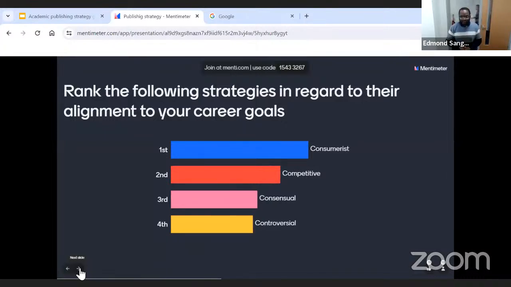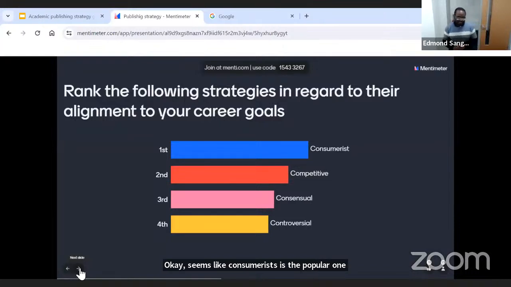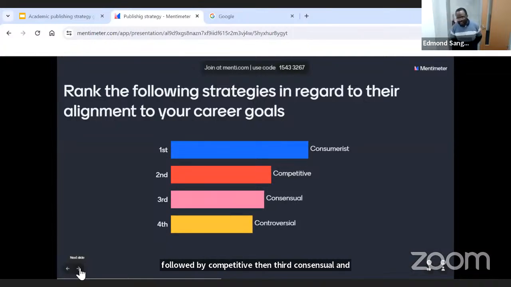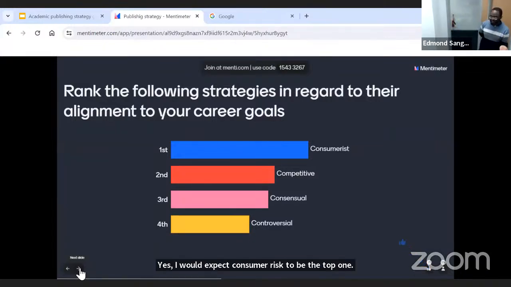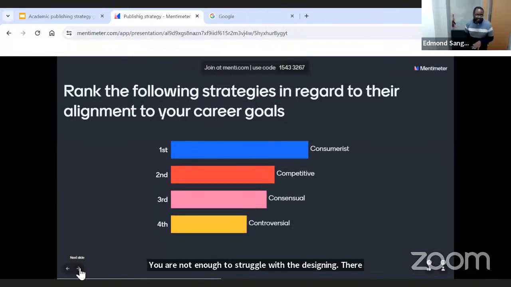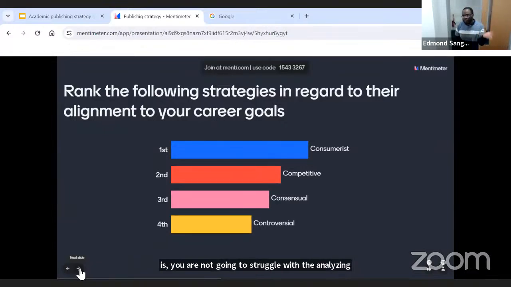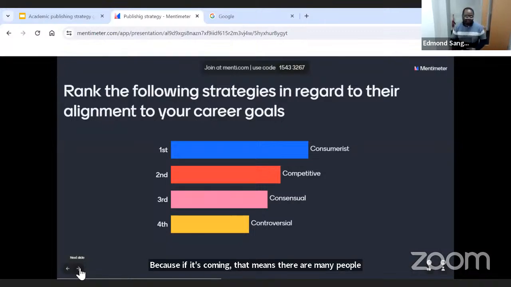Okay, it seems like consumerist is the popular one, followed by competitive, then third, consensual, and fourth, controversial. Yes, I would expect consumerist to be the top one because it is a quicker turnaround, right? You don't have to struggle with designing the research. You're not going to struggle with the analysis part. You're not going to struggle with even the peer review. Because if it's consumerist, that means there are many people who have done what you're doing. So it's easy to get peer reviewers.